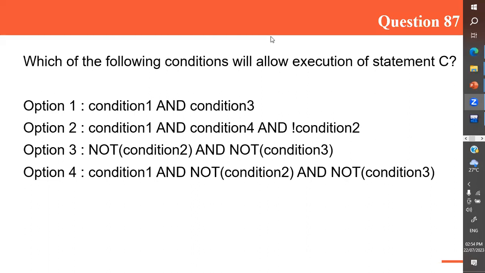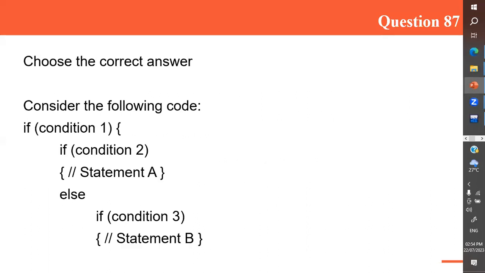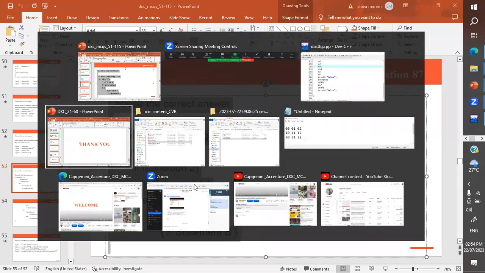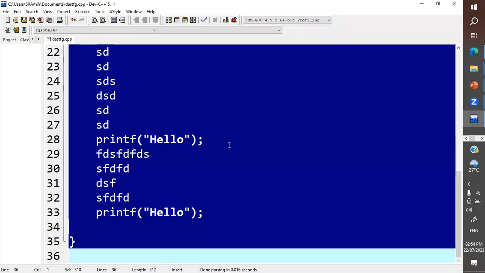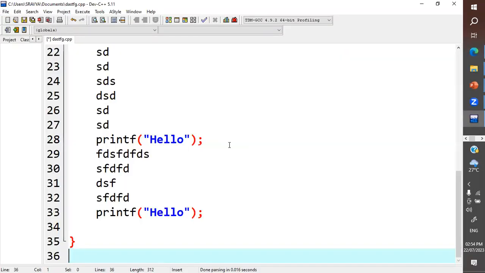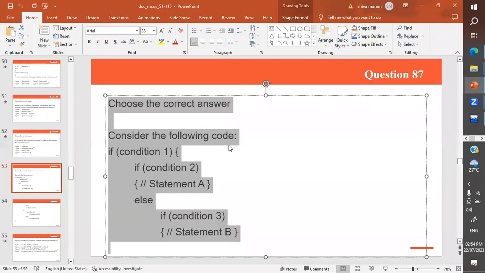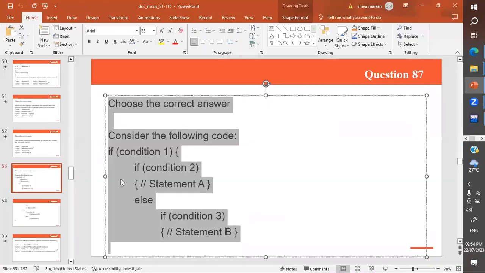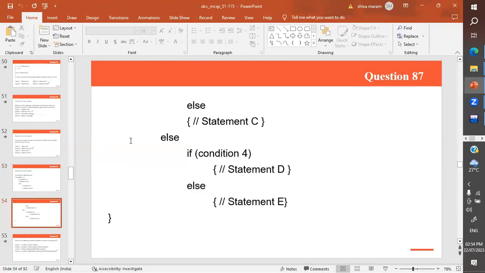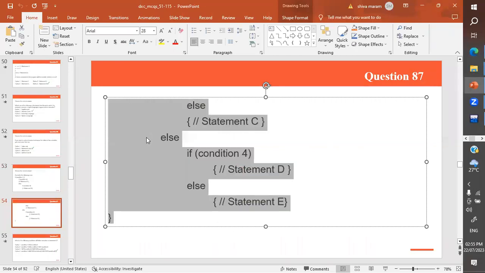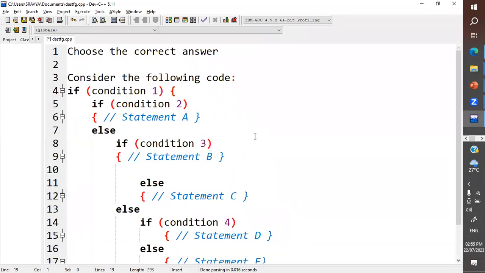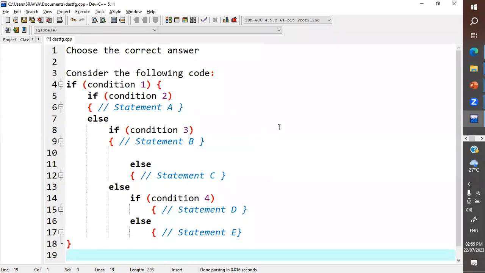Just for easy understanding, I'll try to copy this code into one notepad file so that I can show you properly. I'll use this colored compiler. Oh, what happened? Okay, this is the code we have. I think I cannot reduce the size.